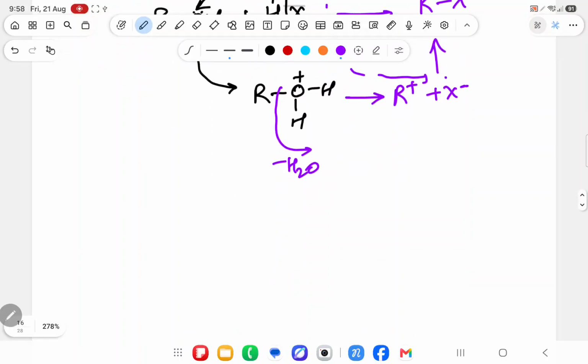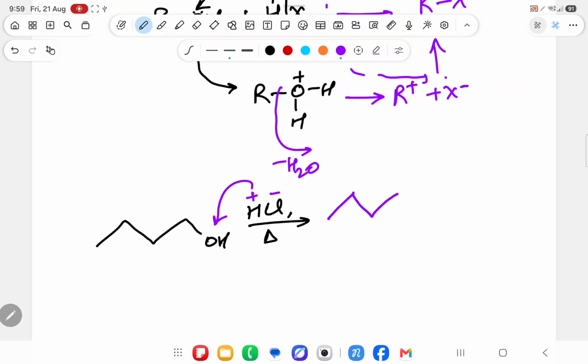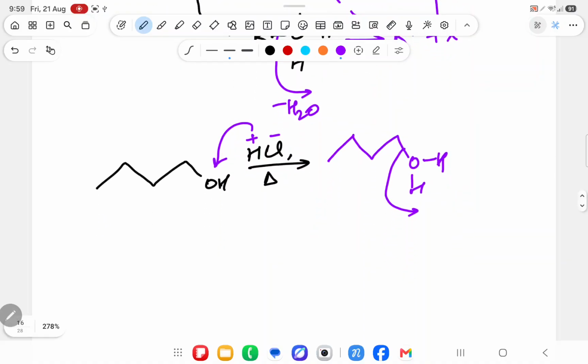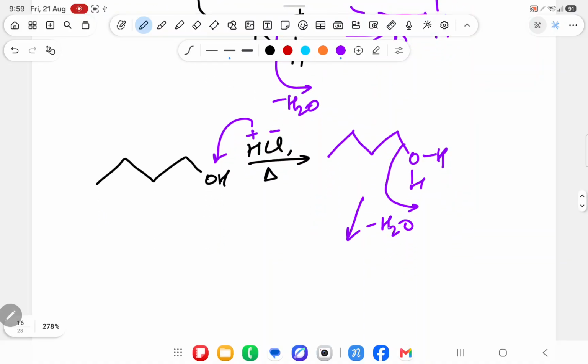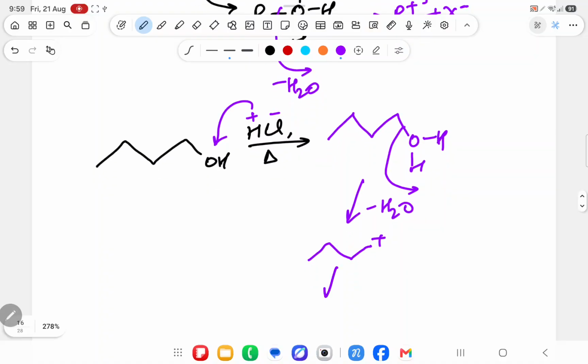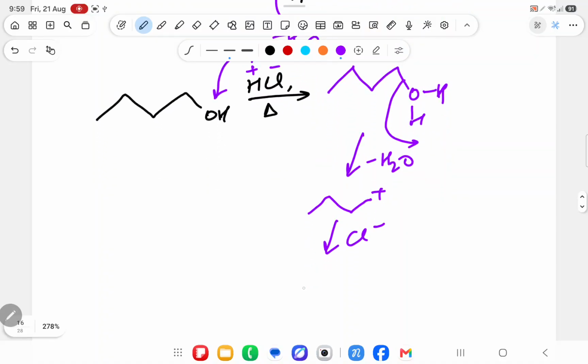Suppose I go with an example, not X: 1, 2, 3, 4, OH, and I am reacting this with HCl and a little bit of heat. What will happen? First of all, you get H plus and Cl minus. H will attack the OH on carbon 3, and water will go from here. After the water goes, what do you get? A carbocation, a plus here, and Cl minus will attack it, but you will not get that product.